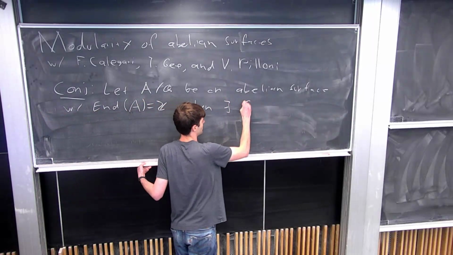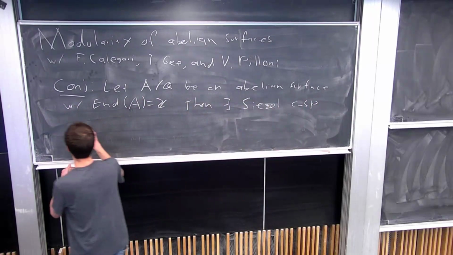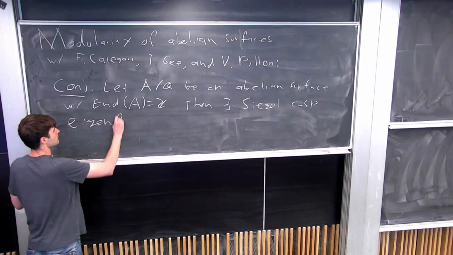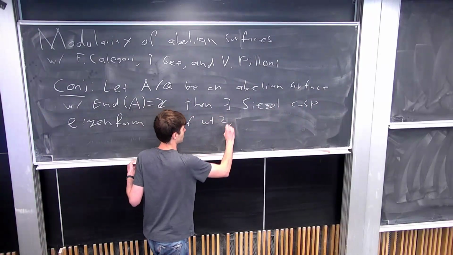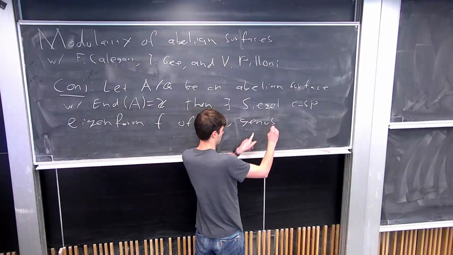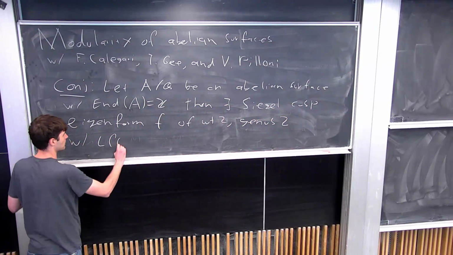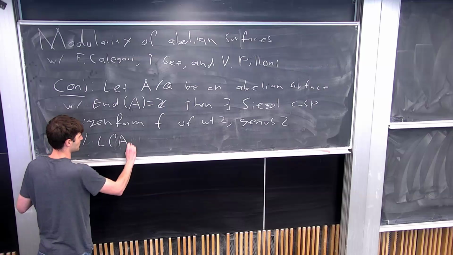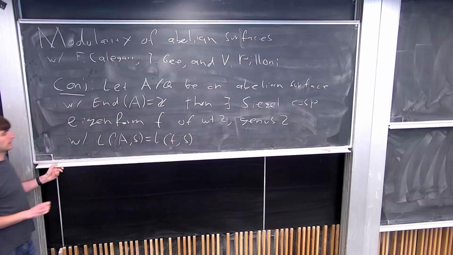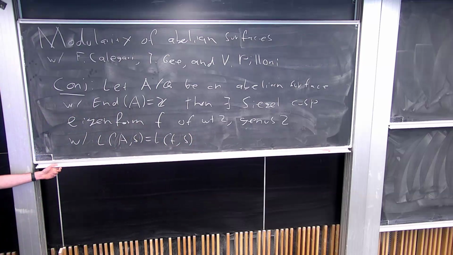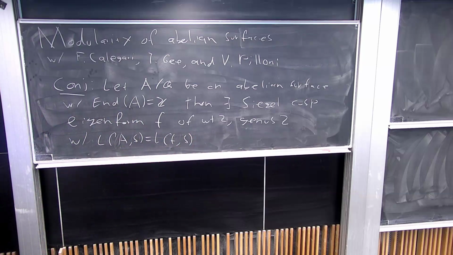Then there exists a Siegel cusp eigenform F of weight 2 and genus 2, so that just means for GSp4, such that the L-function of the abelian surface is the L-function of this Siegel modular form. And by this, I mean the degree 4 spin L-function associated with a Siegel modular form.